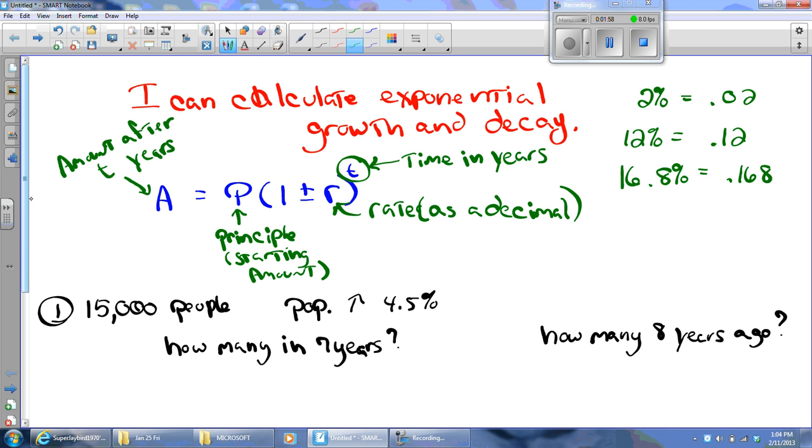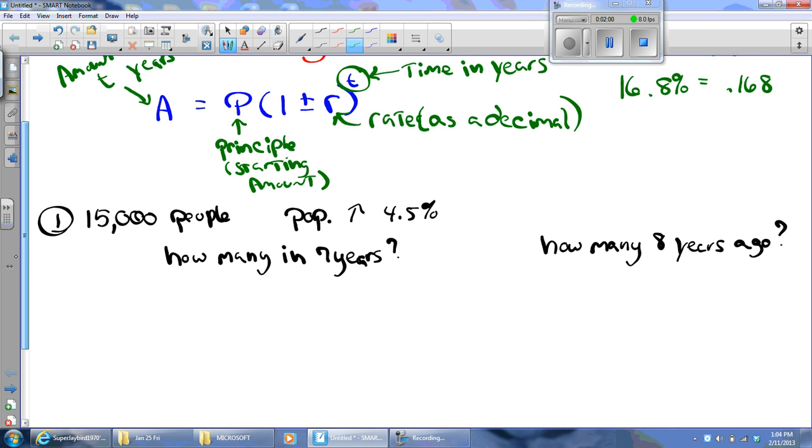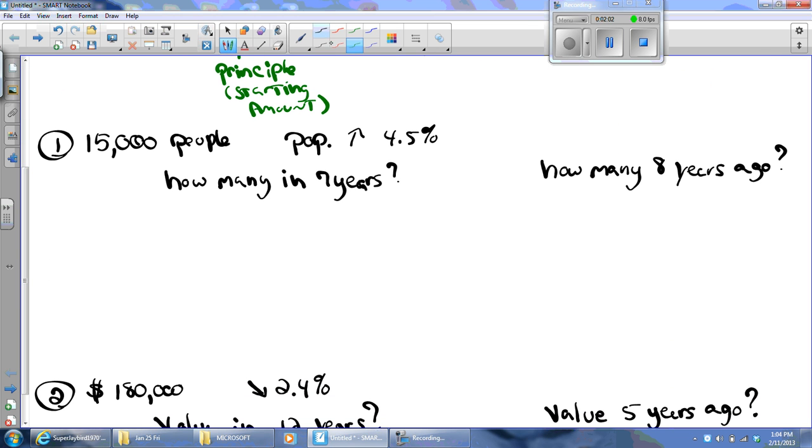Okay? So let's see how to use this because it's really pretty simple. By the way, I'm going to use that formula a lot. I'm going to always use A equals P times the quantity of 1 plus or minus R to the power of T. And let's say I had 150,000 people living in a town. The population is increasing at a rate of 4.5%. How many people will there be in 7 years?